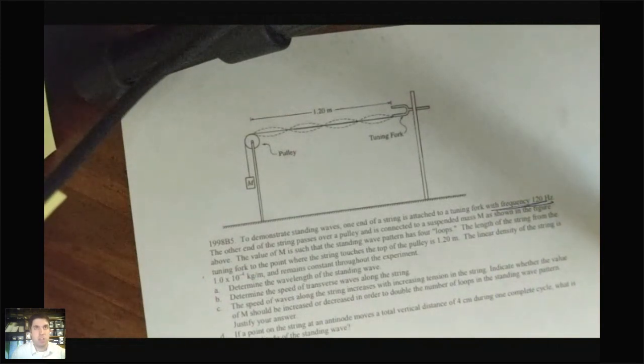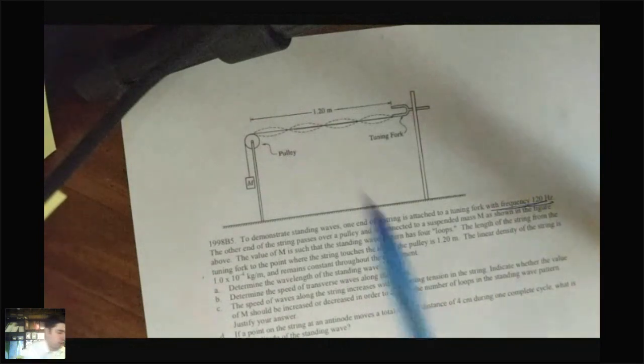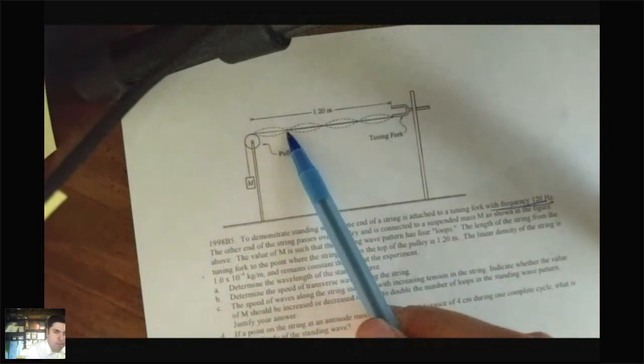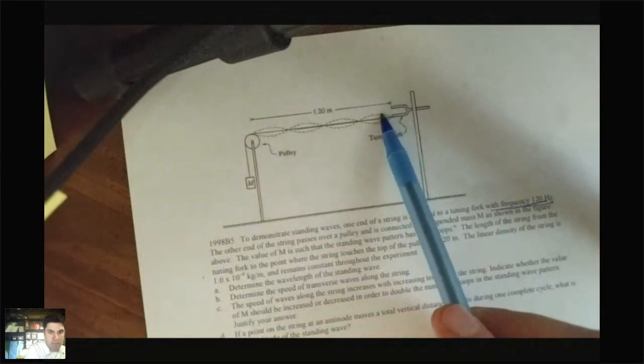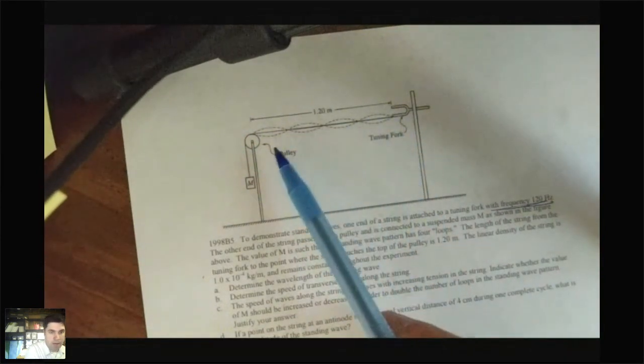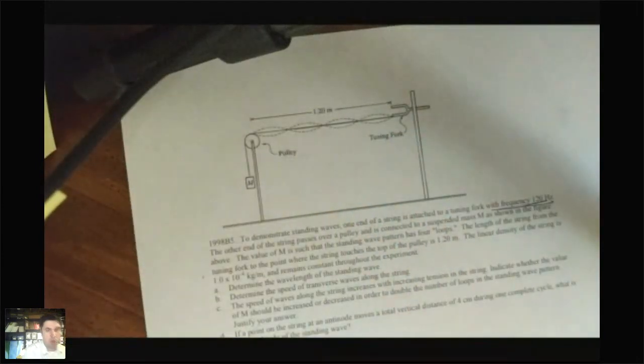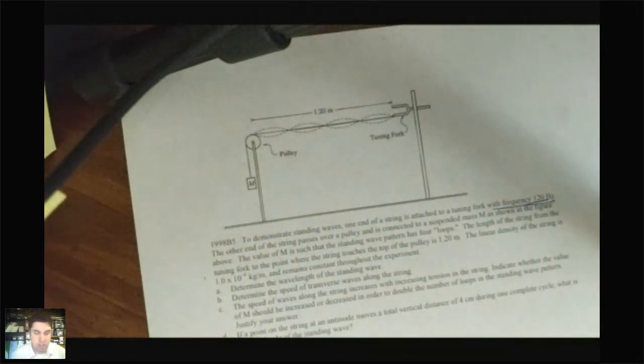Loops in quotes. So basically you've got a wave starting here, going up and down and up and down and up, and then it hits here and bounces back up and down, up and down, up. 1, 2, 3, 4 loops in quotes. The length of the string from the tuning fork to the point at which the string touches the pulley is 1.2 meters, and the linear density of the string is 1 times 10 to the negative 4th kilograms per meter. That looks exciting.